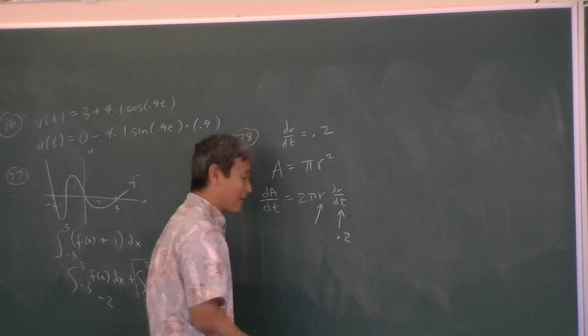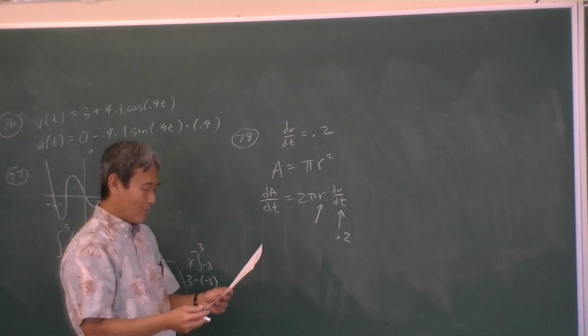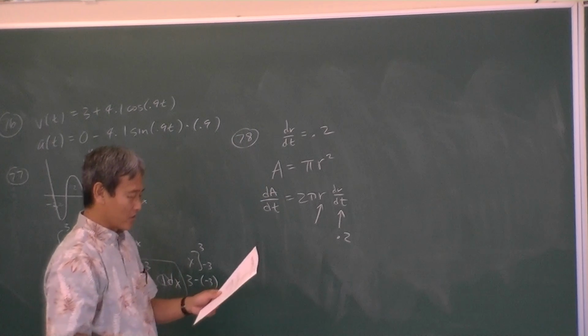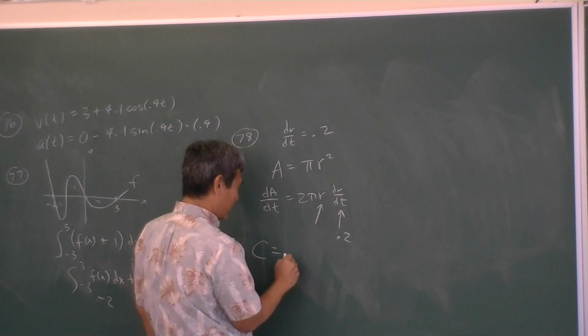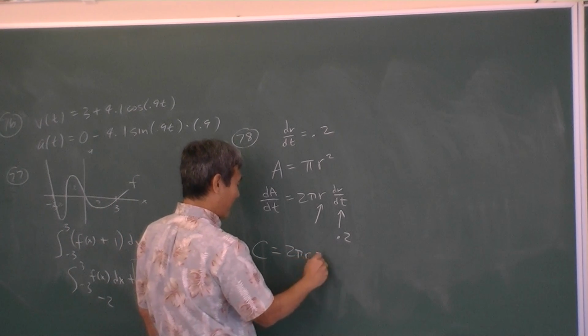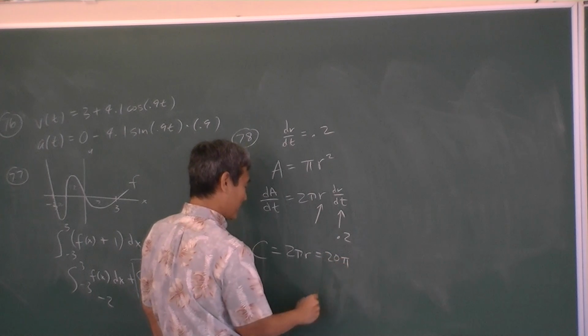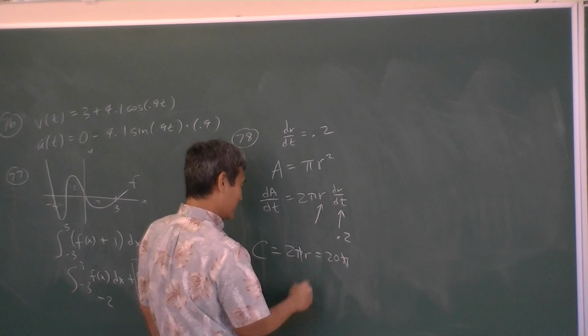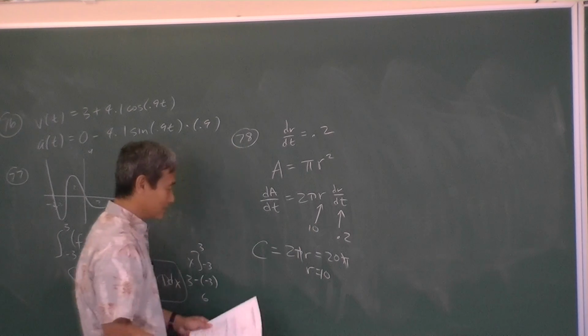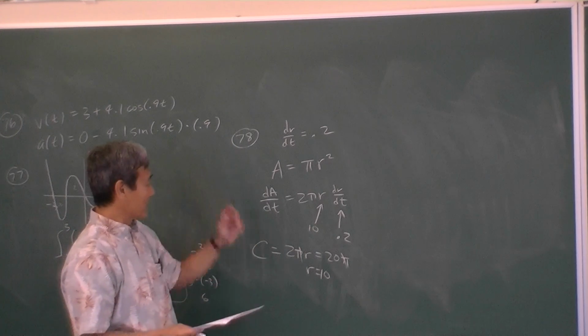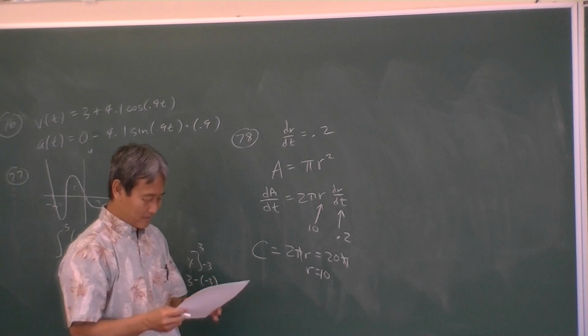What am I going to plug in for r? Well, it says at the moment when the circumference of the circle is 20 pi. Well, the formula for circumference is 2 pi r, and if that's equal to 20 pi, cancel the pi's, divide by 2, r equals 10, and that's what you plug in for r. Punch that in on your calculator and pick out the answer.